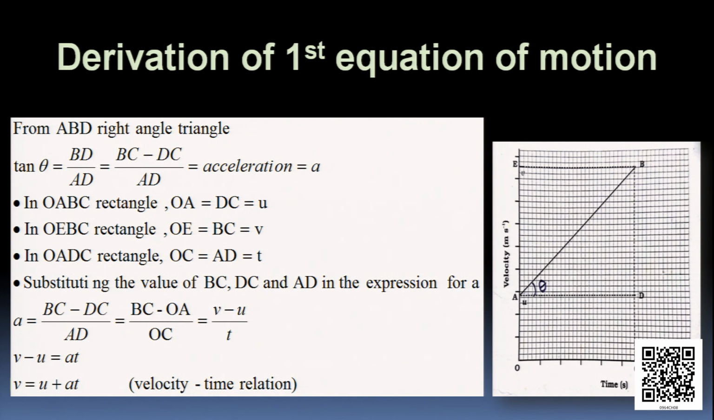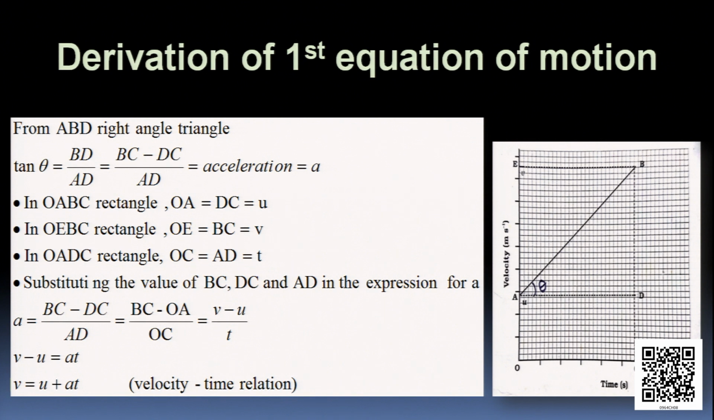Then in the OADC rectangle, OA is equal to DC, which is equal to the initial velocity u. In the OEBC rectangle, OE is equal to BC, which is equal to v. In the OADC rectangle, OC is equal to AD, which is equal to t.